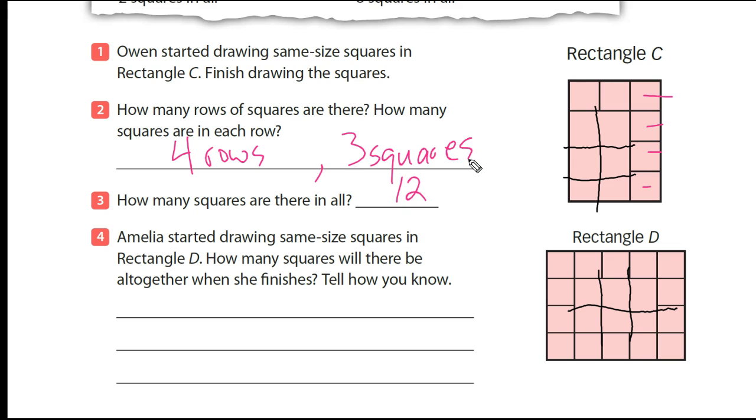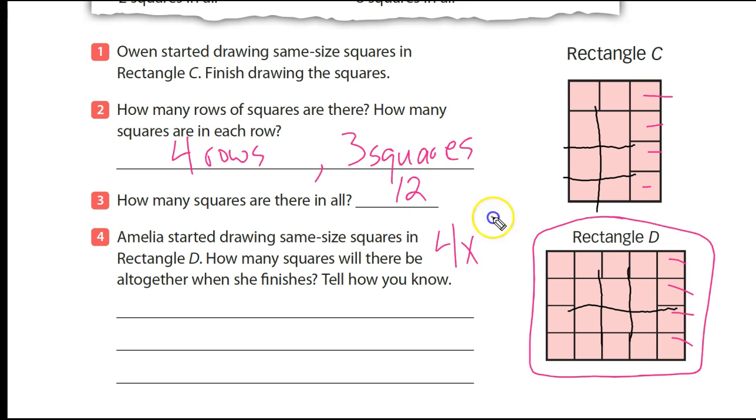Then it says, Amelia started drawing same size squares in rectangle D. How many squares will there be altogether when she's finished? Well, there's 1, 2, 3, 4 rows with 5 in each one. That would be 4 times 5, which would be 20. Yes, when she's all done, she'll have 20 squares. How do I know that? Because there are 4 rows of squares, and each row has 5. If I count all the squares, I get 20, or 4 times 5 is 20.